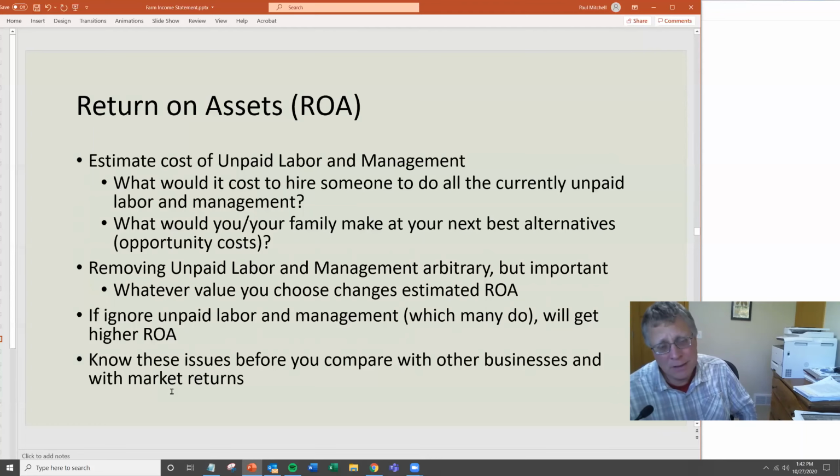The next one is you might use an opportunity cost. I like doing what I'm doing, but if I quit and took this other job, what would they pay me? That could be your unpaid labor and management. It's actually arbitrary because most farms don't account for it if they're like a sole proprietor. They work for themselves. But it's an important one. Whatever value you choose is going to affect your return on assets.